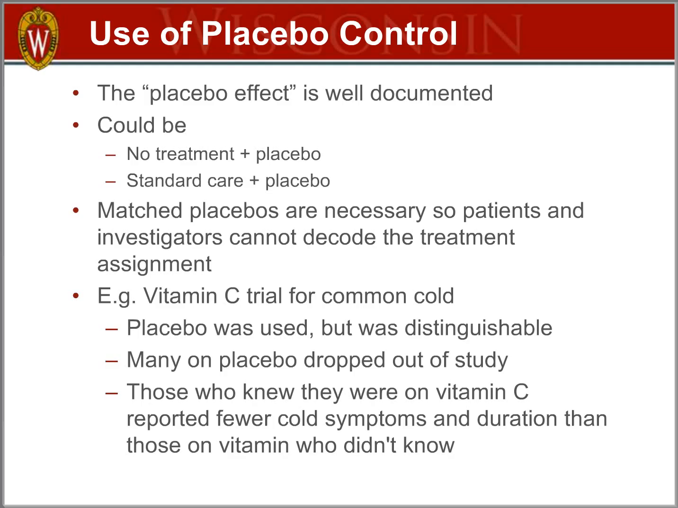An example is the vitamin C trial for a common cold. A placebo was used, but it was distinguishable. Many individuals that were on the placebo dropped out of the study, and those who knew they were on the vitamin C reported fewer cold symptoms and duration of the cold than those who didn't know.